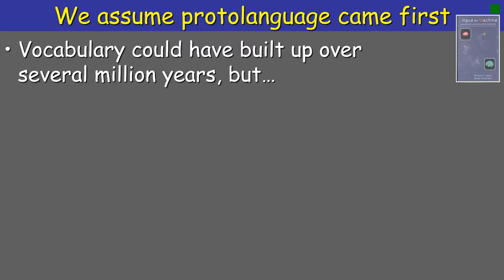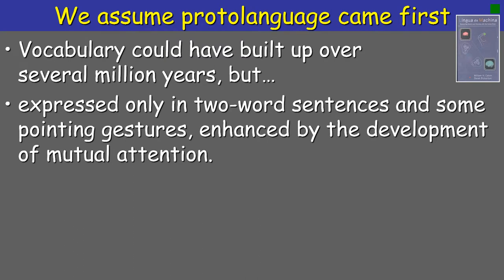So we sort of assume that proto-language came first. Proto-language are the two-word sentences: give me this, give me that. None of the long sentences yet. It's the language of two-year-olds. It's also the language of the pidgin language, as the traders use as they make various stops going down the river. They speak a different pidgin at each place. They always have a lot of pointing gestures.